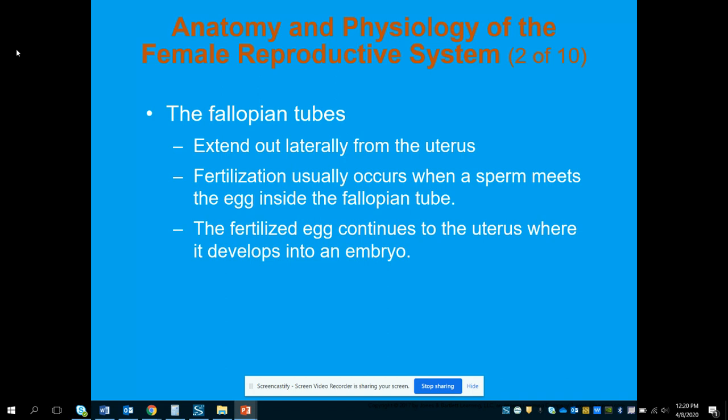Now, those fallopian tubes attach to the ovaries, and that's where the egg is carried out to the uterus. And so fertilization usually occurs when the sperm meets the egg inside of the fallopian tube. Now, that egg should continue on to the uterus as it develops into an embryo and implant in the uterus. When it doesn't, and it actually implants into the fallopian tube, that's where you have an ectopic pregnancy, and that could be potentially life-threatening. We'll address that a little bit further on in this PowerPoint. But for testing purposes, you do need to know that fertilization typically occurs inside of the fallopian tube.